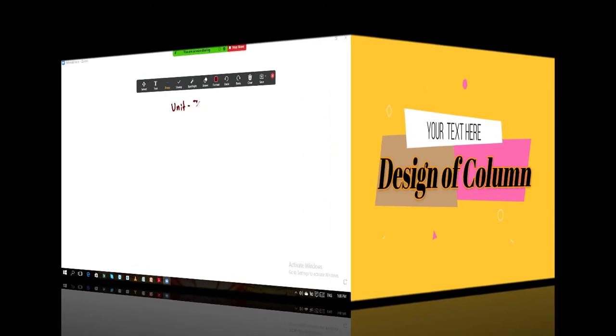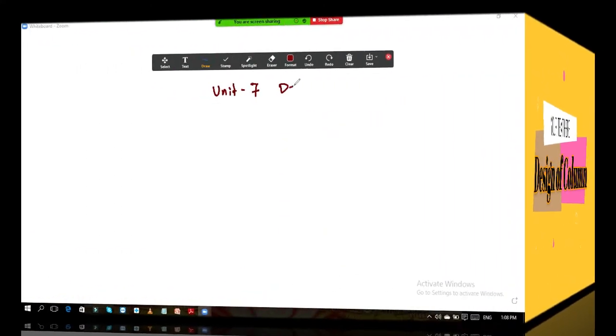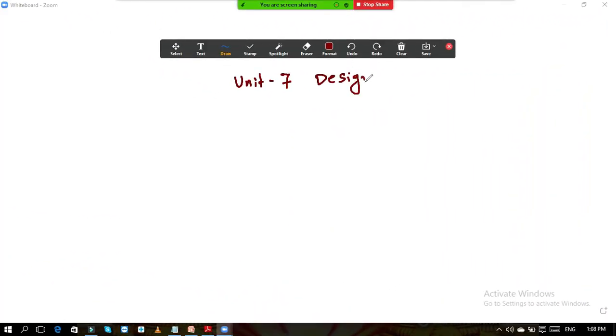Unit 7, design of columns. Okay, design of column. So now yesterday I gave you homework to solve the problem.